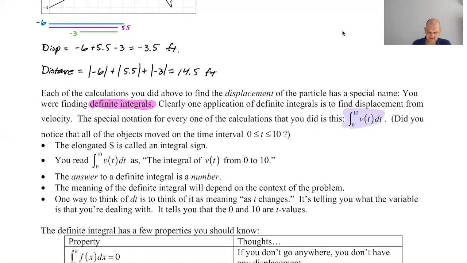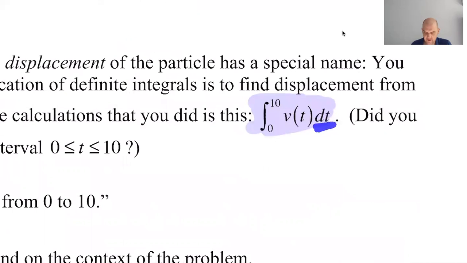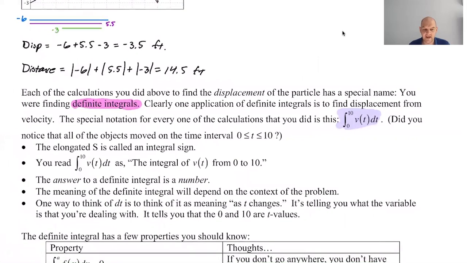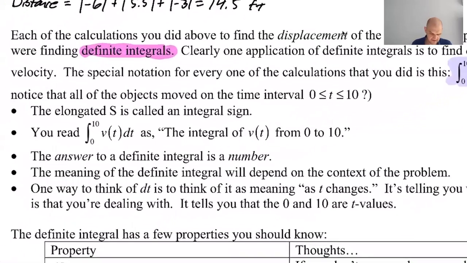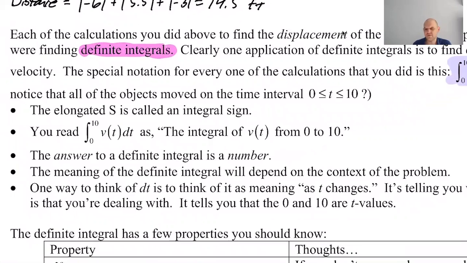And the way you would say this is, the integral from 0 to 10 of v of t dt. dt is telling you the variable is t, and v of t is the function that you're finding the total accumulated signed area of, and 0 is where you start and 10 is where you end. It's the definite integral, or just the integral from 0 to 10 v of t dt. I did not notice actually that all of them went from 0 to 10, so that was clever of me.